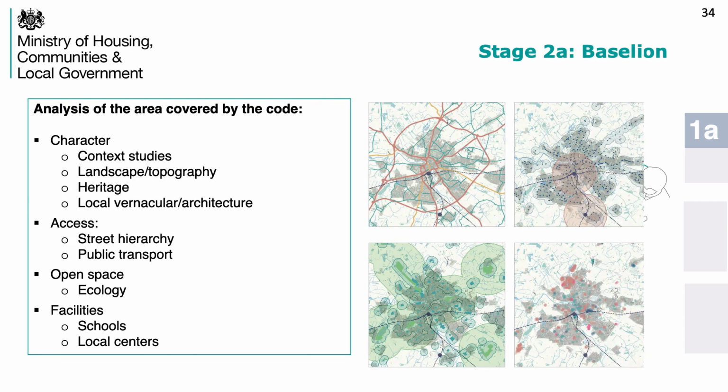We then go on to stage 2, looking at the baseline work that's going to inform the development of the code. Here we're probably using the existing GIS base of the local authority to create a series of plans which will become important in terms of the development of the code, particularly the hierarchy of streets covering the area that the code will cover, but also open spaces, local facilities, schools, public transport routes, that type of thing, all of which are very relevant to elements of the code.